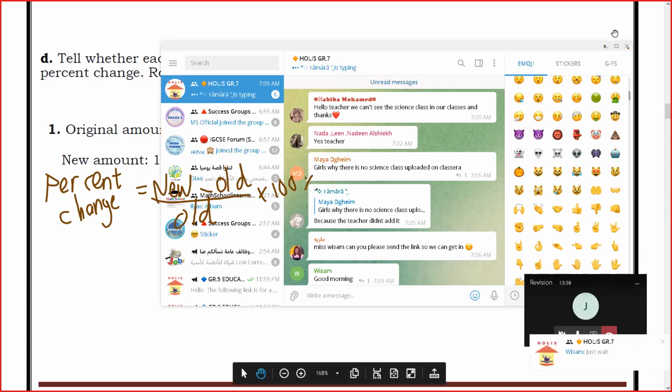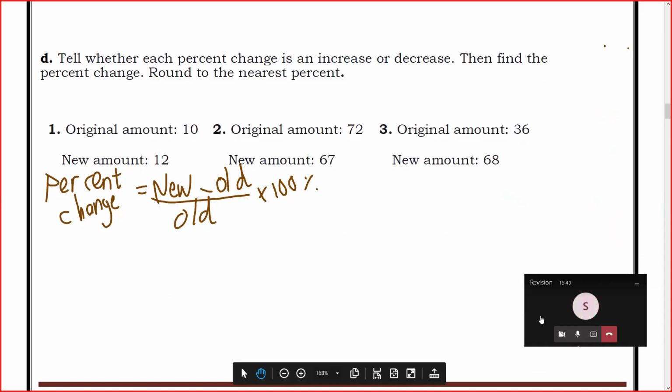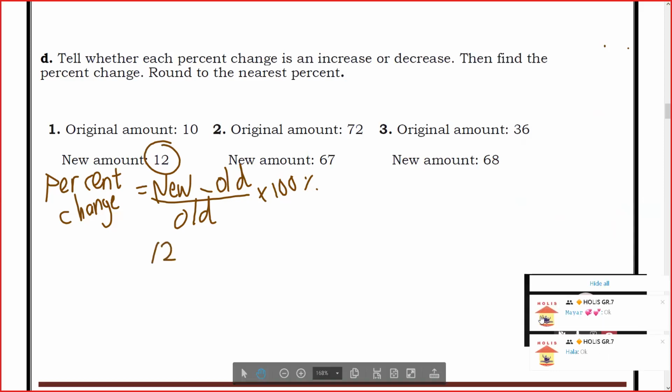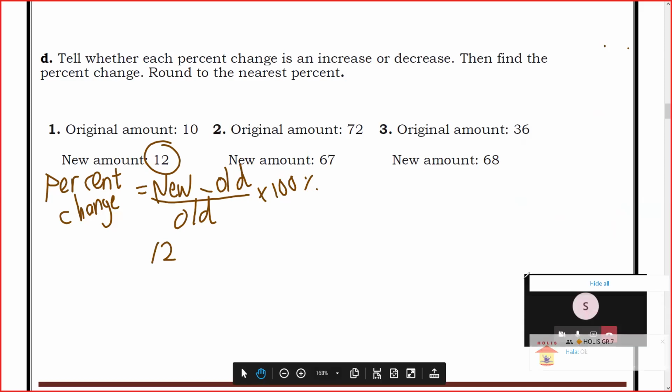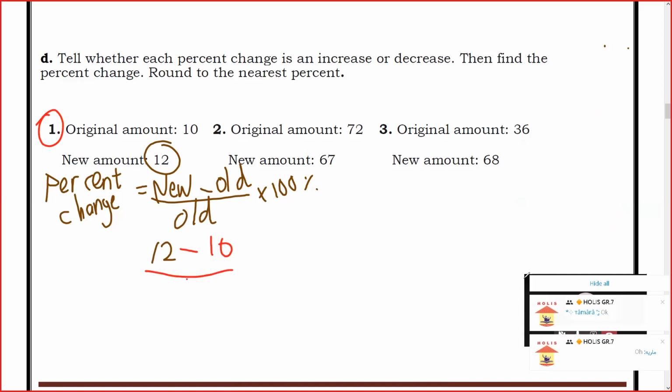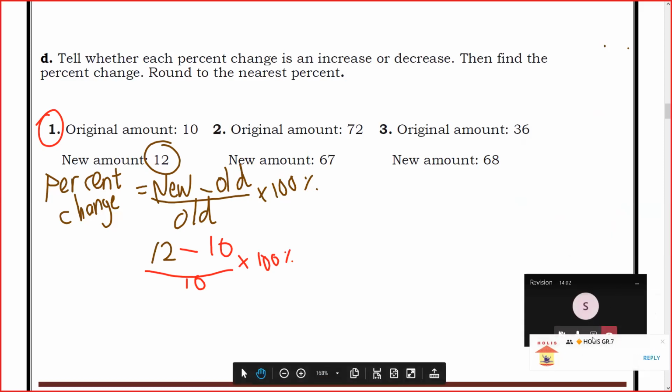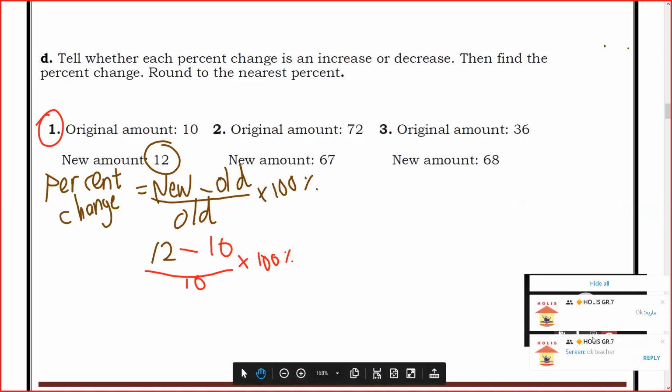Sorry. 12. We have 12. Here is a 12. And number 1, now let's start with number 1. 12 minus 10 over 10 times 100%. Now, if the final answer is greater, or if the result is positive, so it will be increase. And if the result is negative, it's going to be decrease.